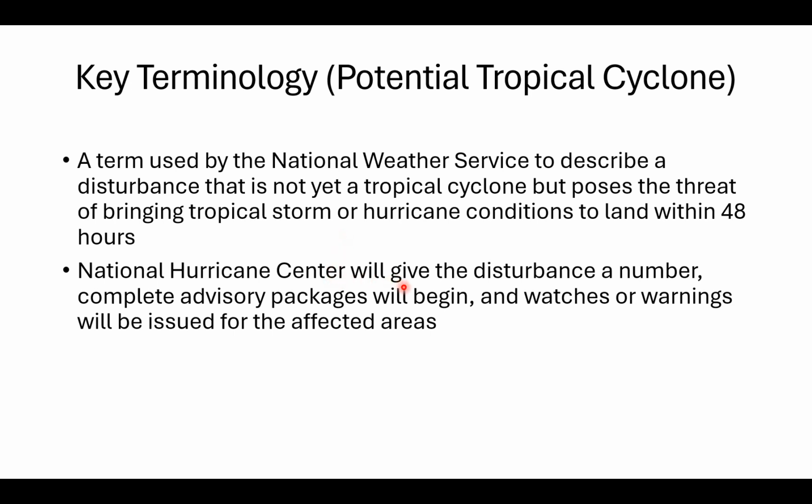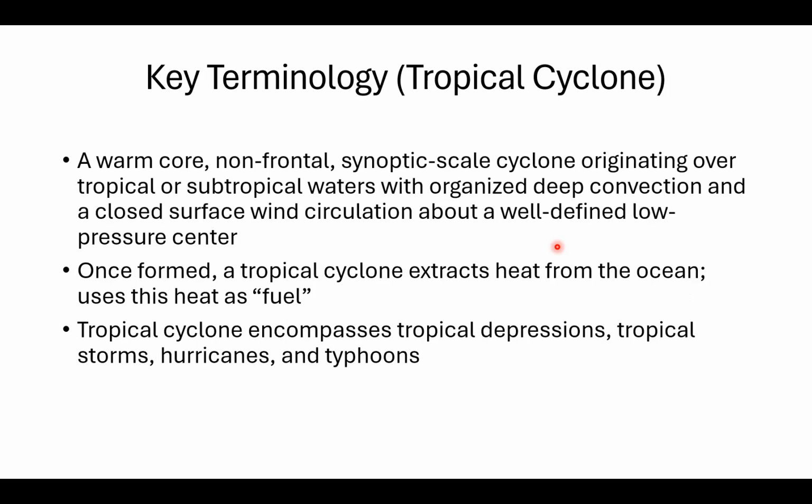The National Hurricane Center will give the disturbance a number. There'll be complete advisory packages issued for it. And generally you'll have watches or warnings issued for the affected areas. So, a potential tropical cyclone is not quite a tropical cyclone yet, but it could bring tropical storm force or hurricane force wind conditions to land areas within just 2 days.